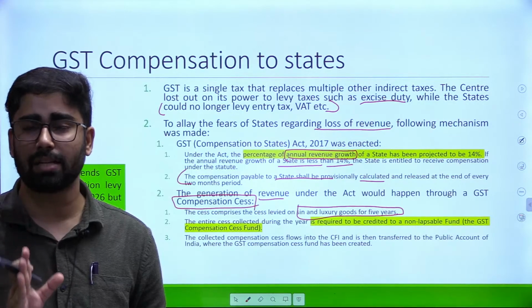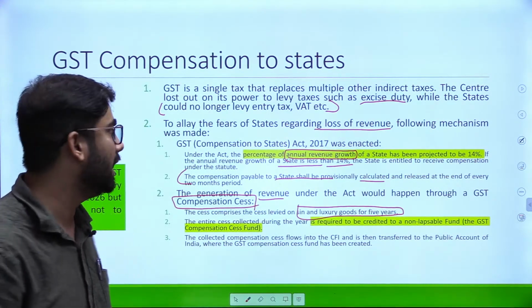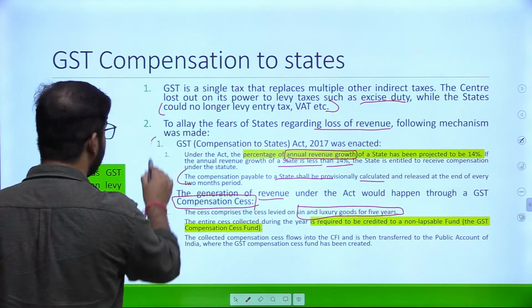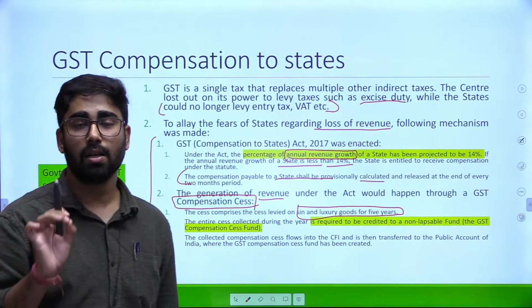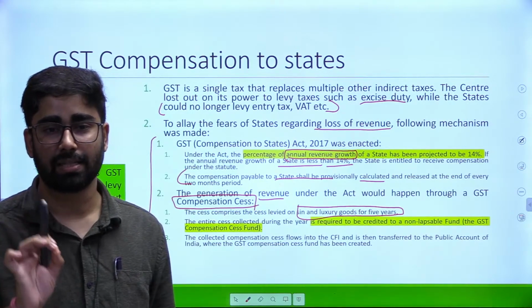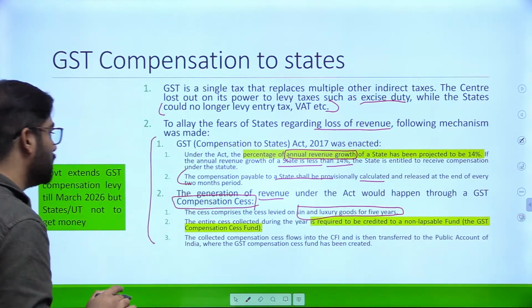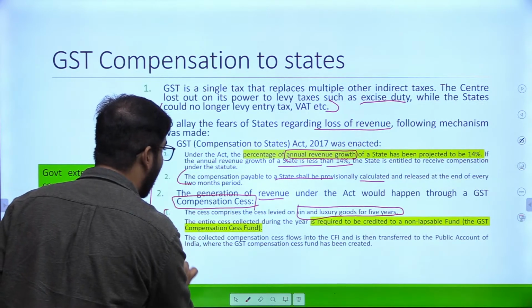So now states will no longer be compensated for their loss of revenue, but at the same time the center will continue to collect GST compensation cess. You need to remember this fact.